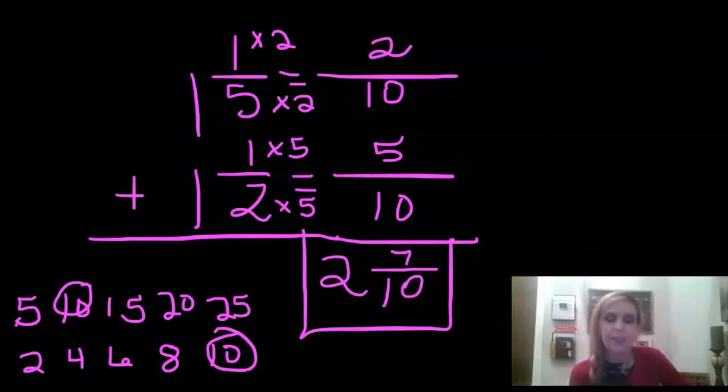When I'm adding these, I need to first make sure that I have like denominators. If I do not, I need to find my least common denominator and then make equivalent fractions. Then I can add or subtract. Okay?